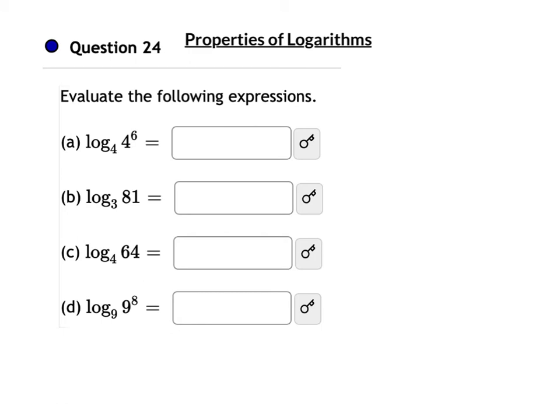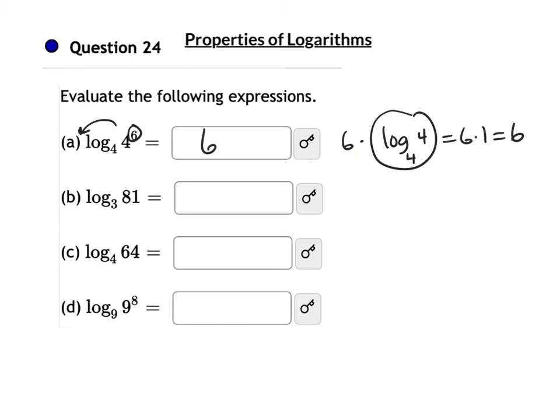Question 24. An exponent to an exponent. Bring the thing down. 6 times the log base 4 of 4. This means 4 to some power is 4. That would be 1. This is 6 times 1, which is 6. For the next one, I'm looking for 3 to some power is 81, and that would be 4. For C here, it's 4, the base, to some power is 64. 4 to the 3rd is 64.